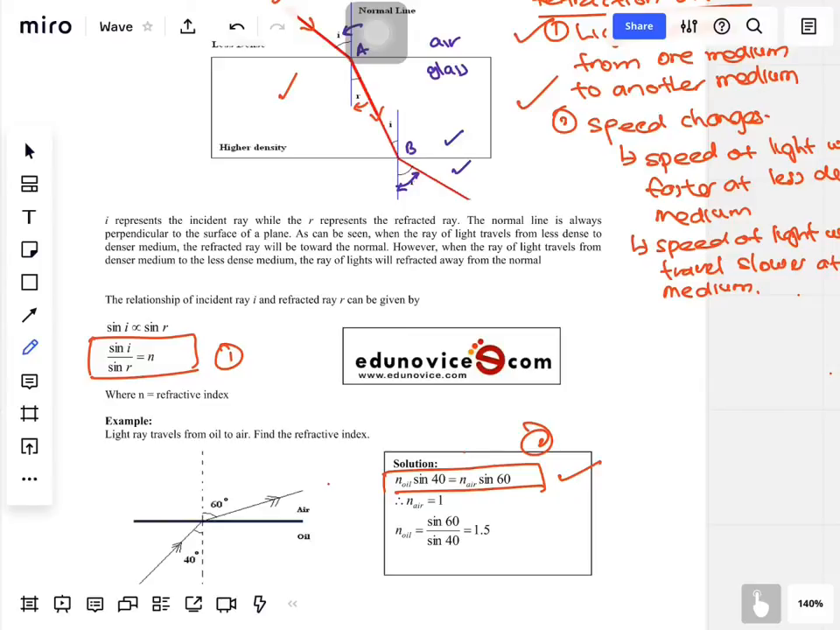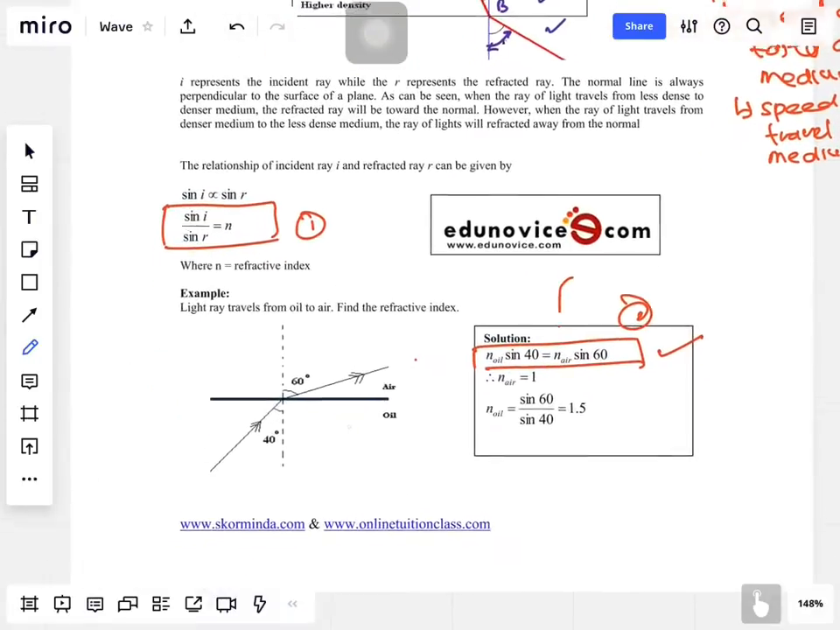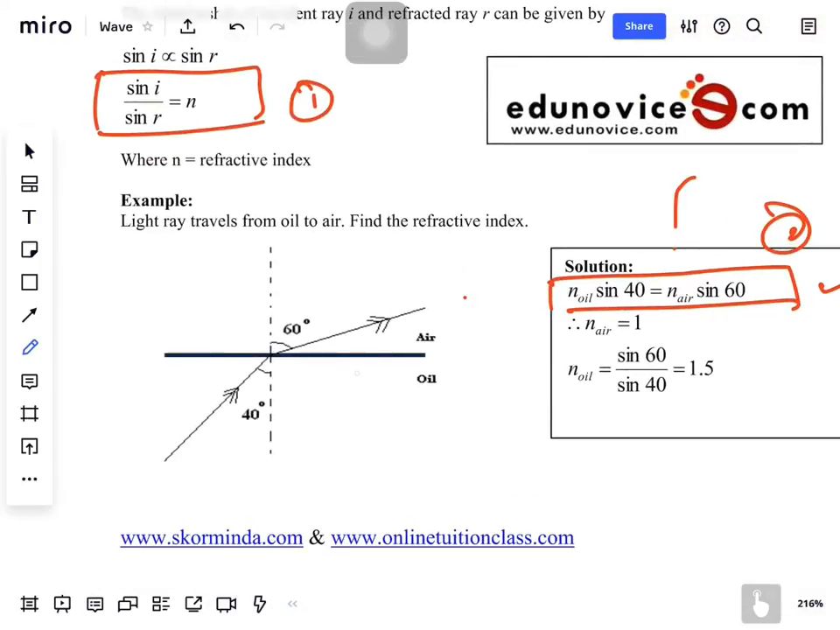Okay, so let's look at the example over here. It's a very simple example. Light travels from oil to air. So this is oil and this is air. Oil is denser than air, right? You can see here the angle of refraction is 60 degrees, and they ask you to find the refractive index.